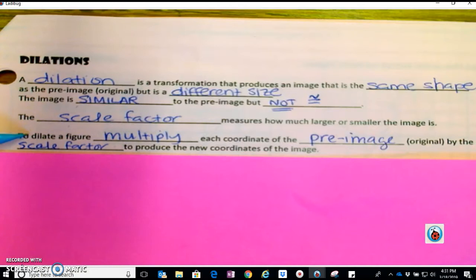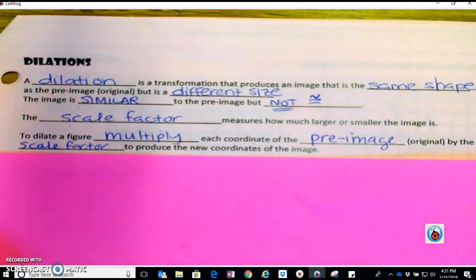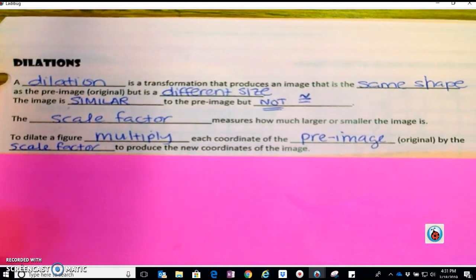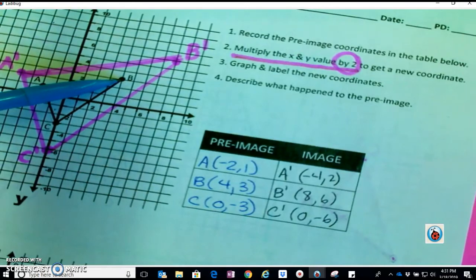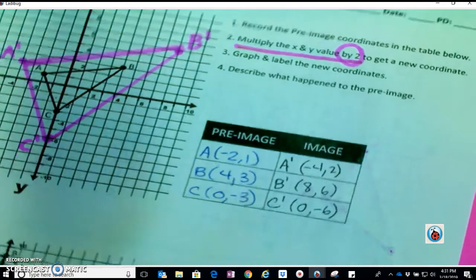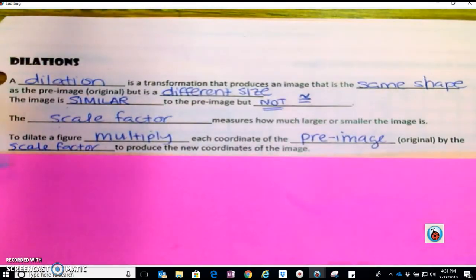So to dilate a figure, you want to multiply each coordinate of the pre-image. Remember, that's the first one, and that doesn't have all the markings. Here in this one, this is my pre-image because this has the prime mark. That means that's the transformed image. You're going to multiply each of them by the scale factor, so the x and y get multiplied by the same number.